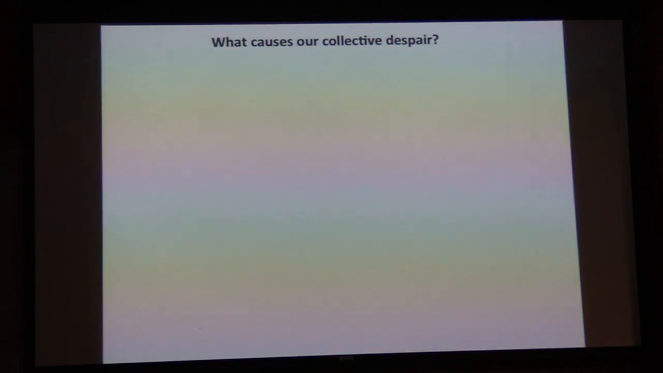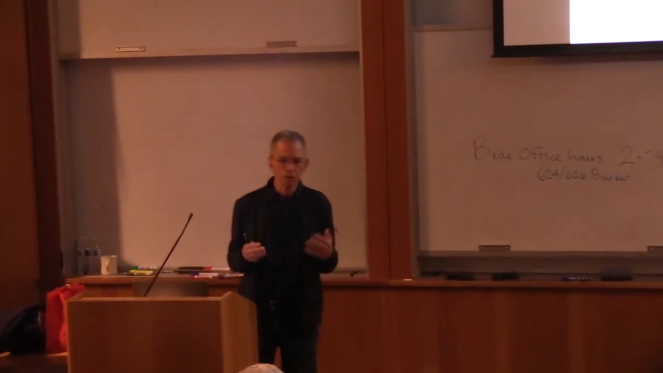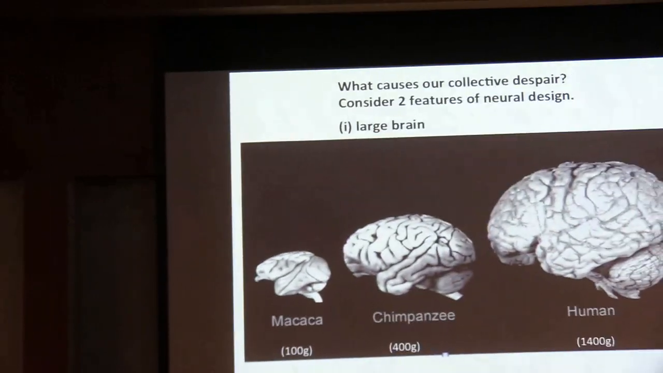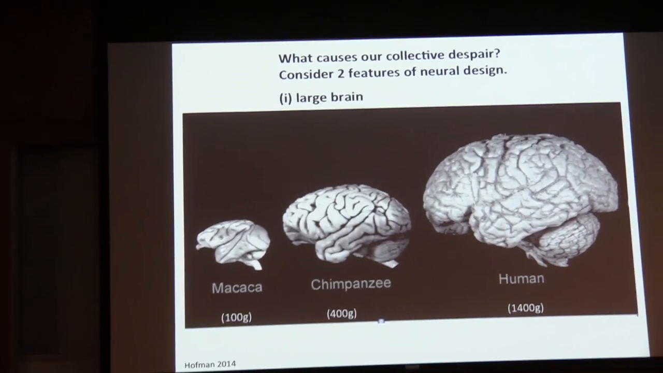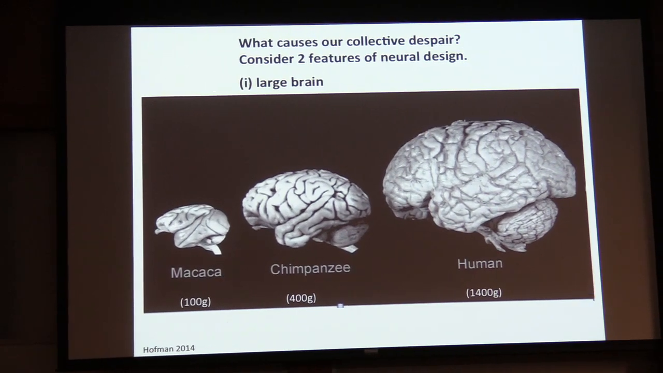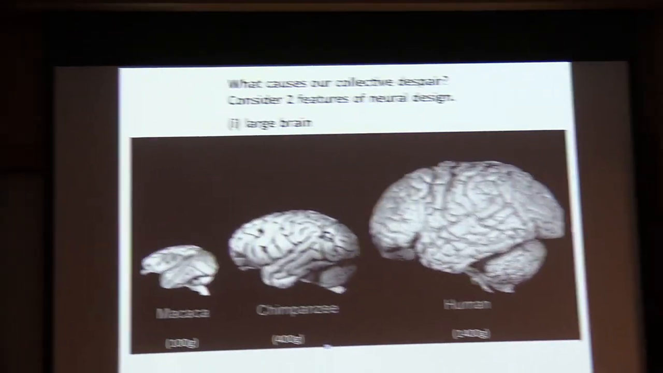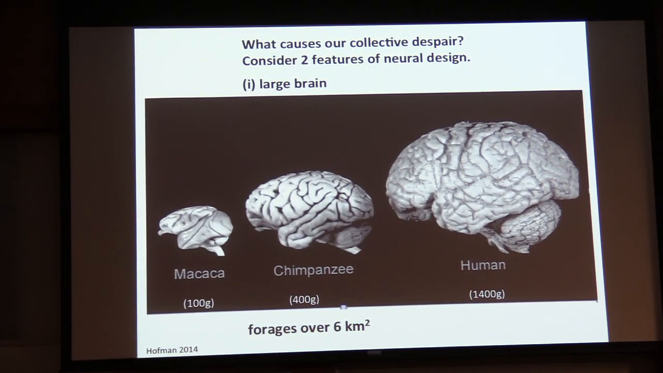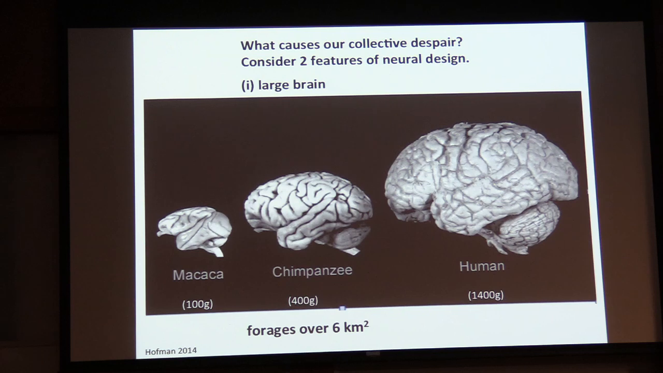I'd like to consider what causes this collective despair, and try to relate it to two features of our neural design. And the first feature is that we evolved this really huge brain. Our human brain is 3.5 times larger than the chimpanzee, which is our closest surviving relative. A chimpanzee can forage over about 6 kilometers squared. A human forager covers 12,000 kilometers squared.